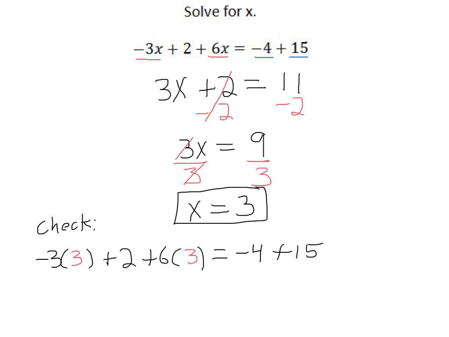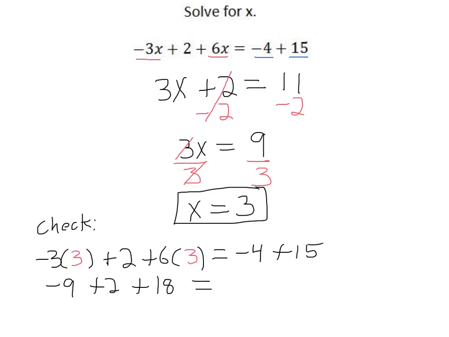When you're checking a solution, it is important to go back to the original equation. If you check this at any other step, then you've assumed the work that you put into making those steps was correct, and we want to check all of the work that you put in, so we're going to plug back into the original. Now to simplify, we have negative 3 times 3 is negative 9, plus 2, plus, and 6 times 3 is 18.